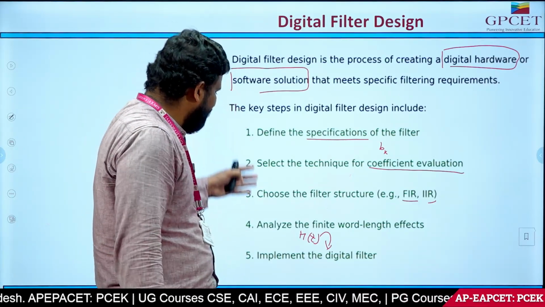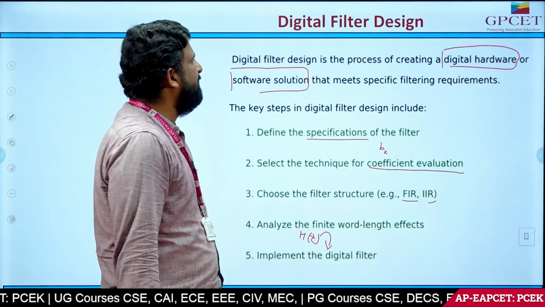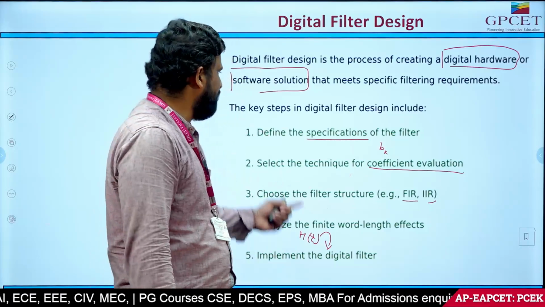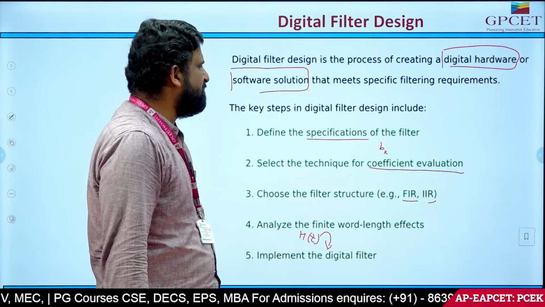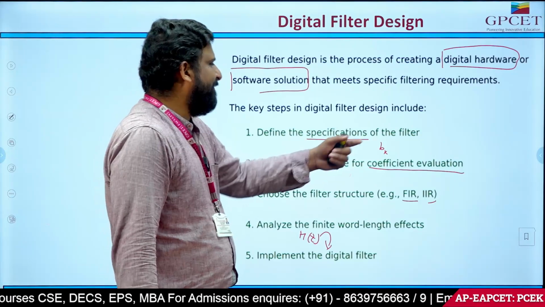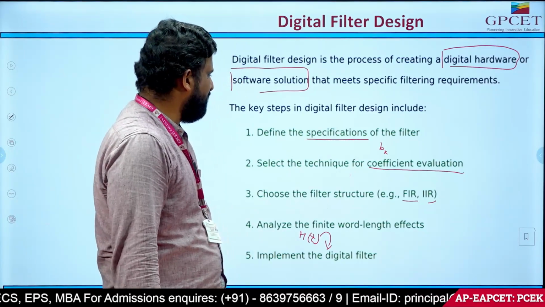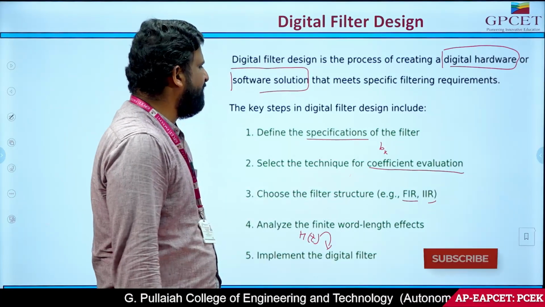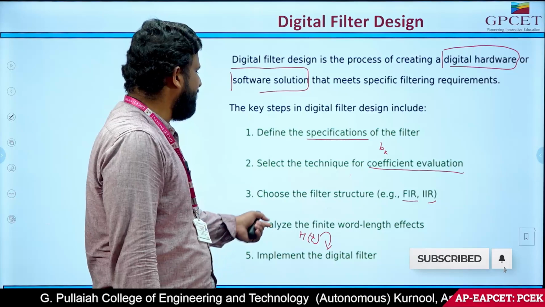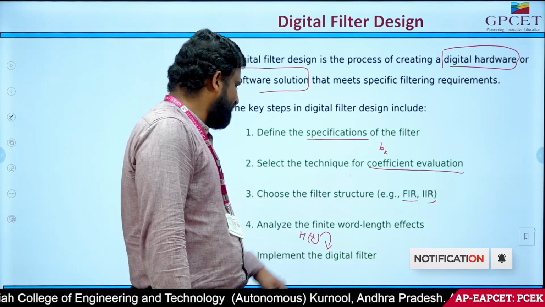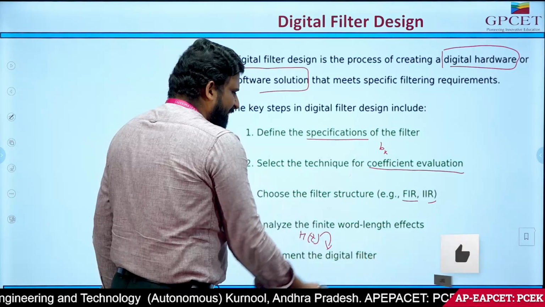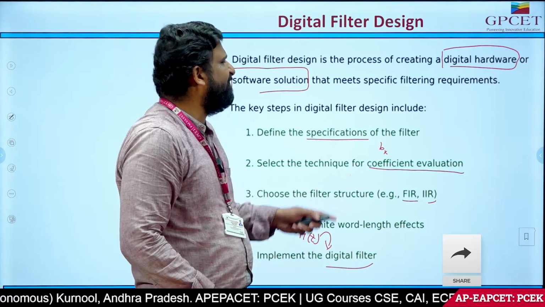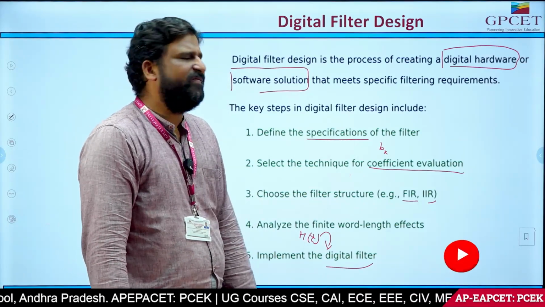So these are the 5 main important steps for designing digital filters, whether FIR or IIR. First, we take the specifications of that particular filter. Secondly, we evaluate the coefficients using different types of techniques. Third, we choose either an FIR or IIR filter based on the requirement. Fourth, we analyze the finite word length. After analyzing, that will be implemented with the help of the digital filter. So these are the main key factors involved in designing the digital filter. Fine.